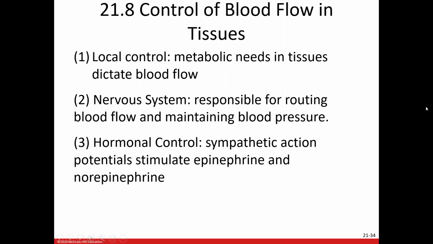To finish up this lecture on chapter 21, we are going to cover the control of blood flow within the tissues and then wrap up with short-term and long-term mechanisms for maintaining homeostasis. So in terms of control for blood flow, it can happen in three ways. Local control, which basically just means the needs of the tissue are going to dictate if we're getting more or less blood. The nervous system, through the sympathetic nervous system, we can stimulate blood vessels. And then hormonal control, also in a way through the nervous system, we can stimulate the release of certain hormones.